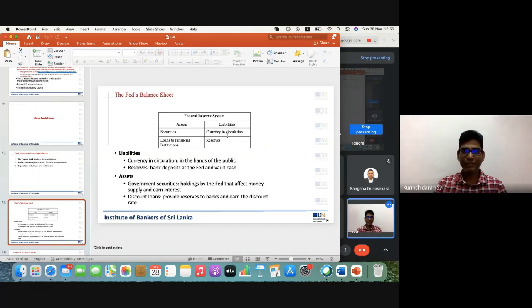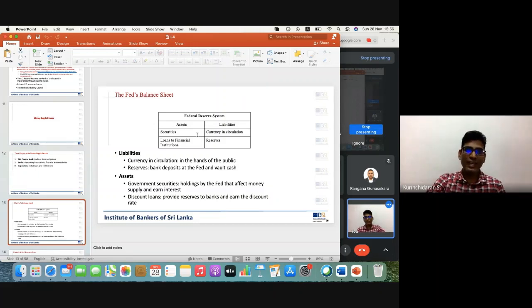And then reserves. Do you remember we discussed reserves? When it comes to reserves, the banks keep their money or deposits in the central bank. That is called reserves, and that includes vault cash as well. But anyway, that's reserves.